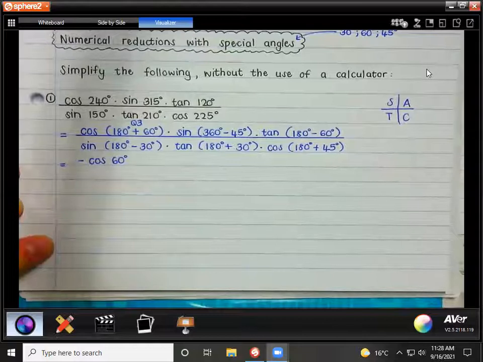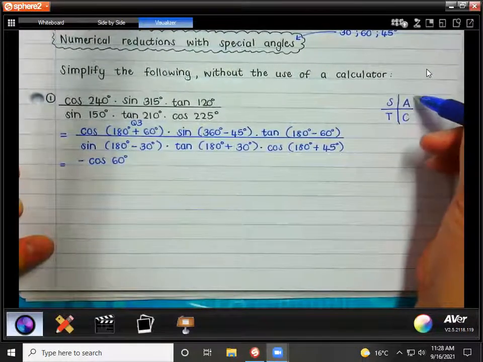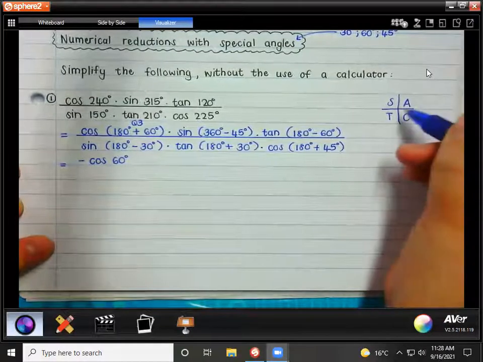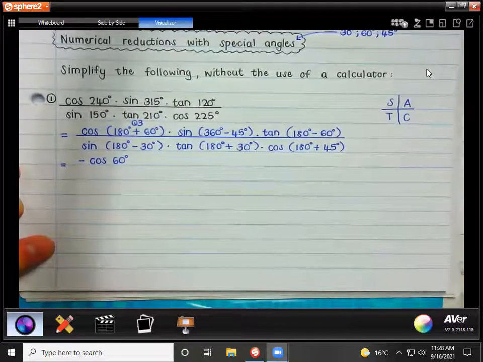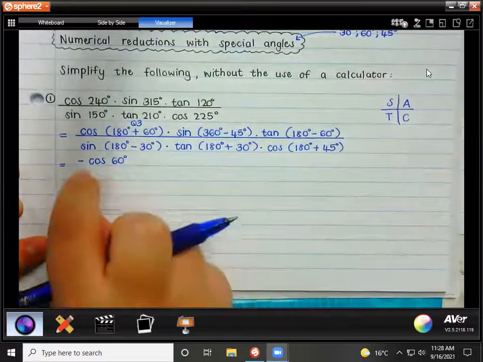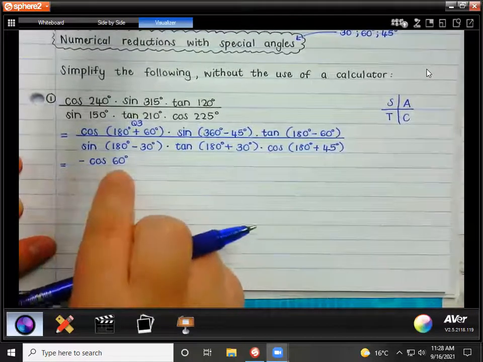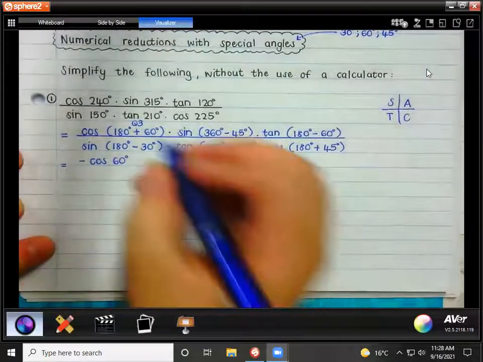Guys, just to remind you, the reason for that is because if you were to draw a 60-degree triangle here, or a 240-degree triangle there, it would be the exact same triangle, but you would just have a negative side in the 240-degree one, which is why we're changing it to negative cos 60. You will get the same value, just a negative answer.